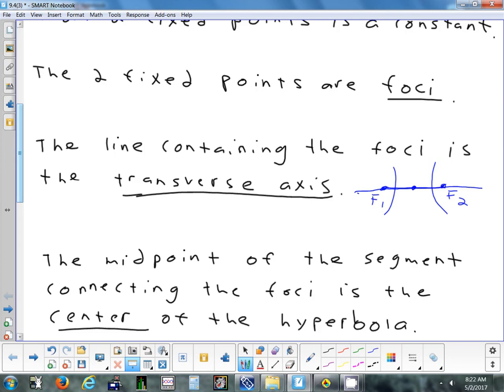And that's exactly the same definition that we used for the center when we had an ellipse, except I wrote the midpoint of the segment connecting the foci is the center of the ellipse. Okay? But it's the same thing for a hyperbola.